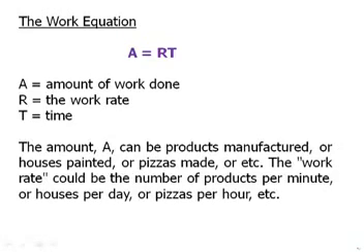The amount A can be products manufactured, or houses painted, or pizzas made, etc. The work rate could be the number of products per minute, or houses per day, or pizzas per hour, etc. So different work rates would be expressed, obviously, in different amounts of time.